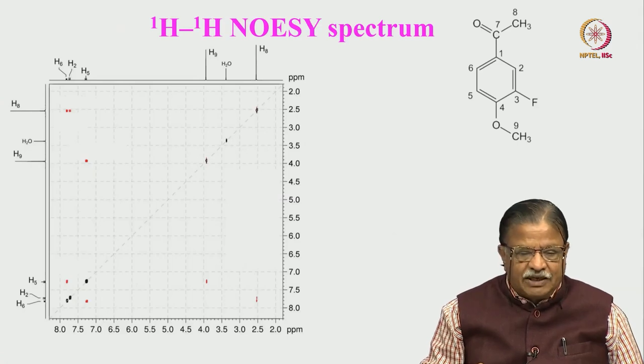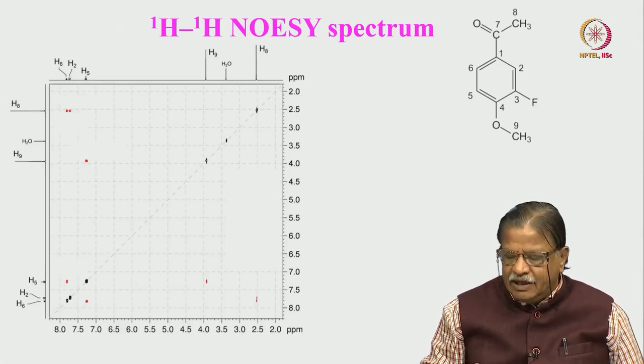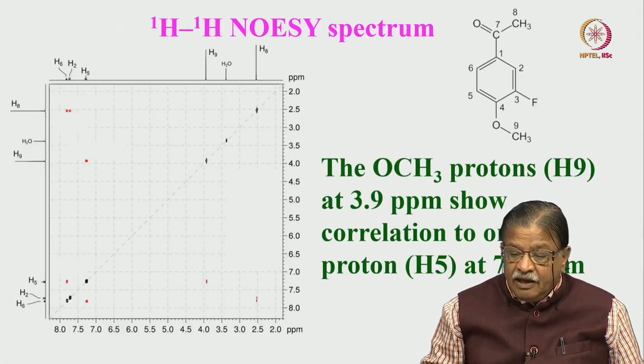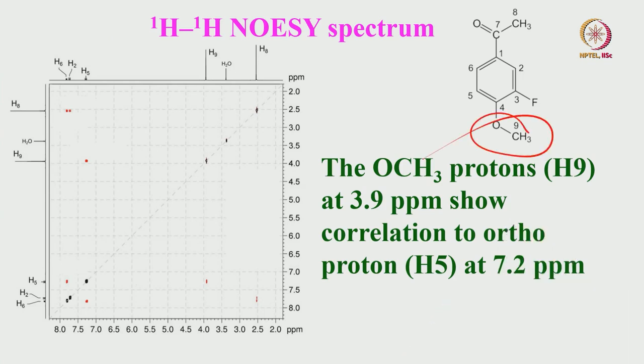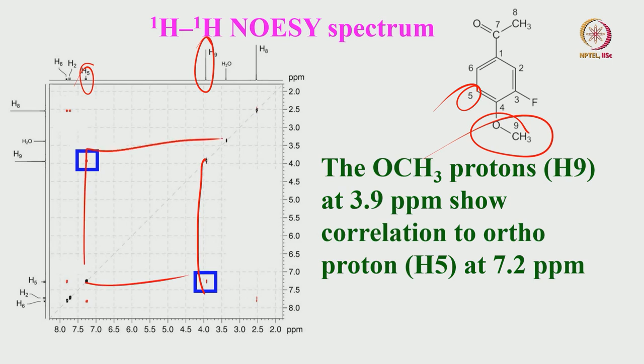We will go further down. Look at the NOESY spectrum again. We look at OCH3 protons. OCH3, this proton gives cross peak to proton 5, which is at 7.2, this one. See, it is giving a cross peak, this is OCH3. See, from the diagonal come here, go here and then complete this square. So, this OCH3 is giving a cross peak to only one phenyl group proton.